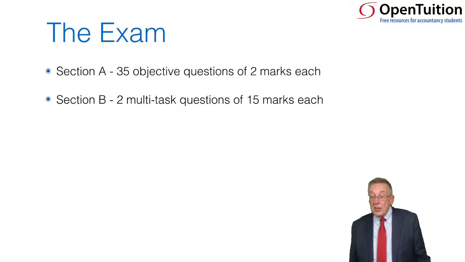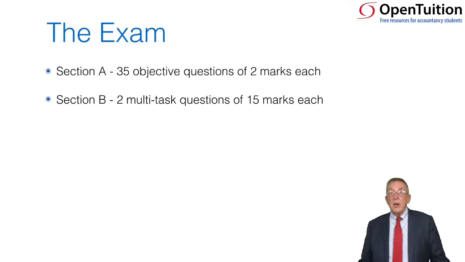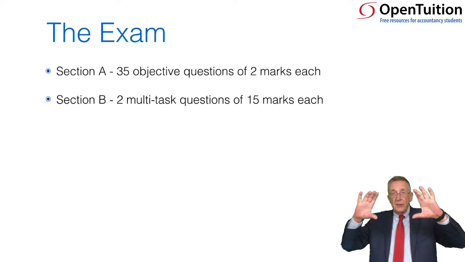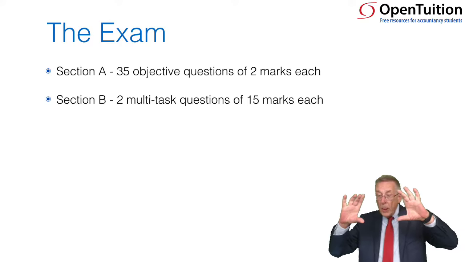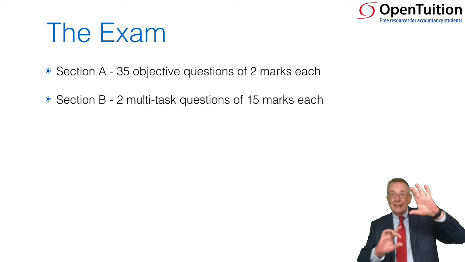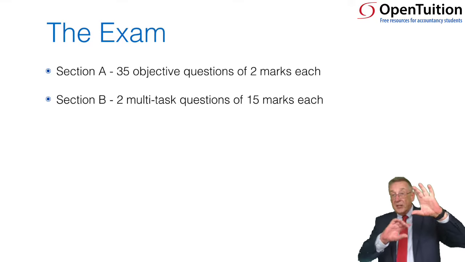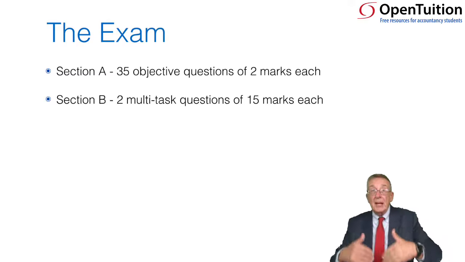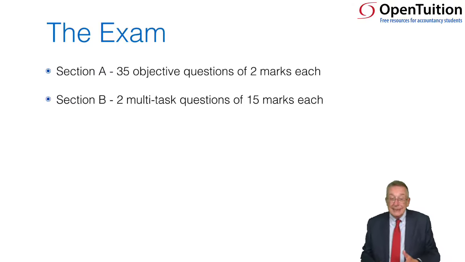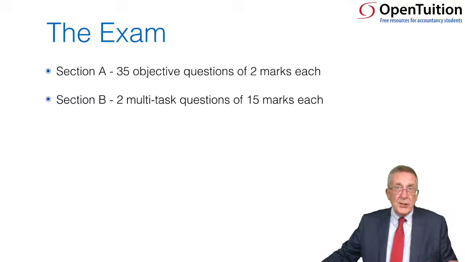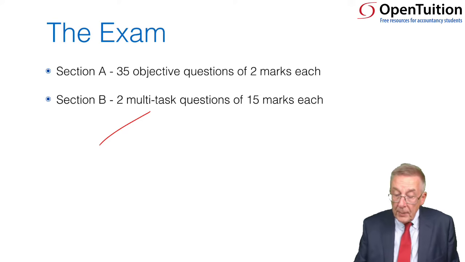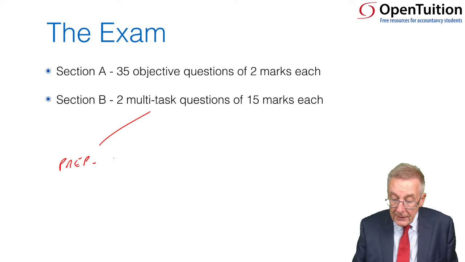Section B, there's 2 what are called multitask questions of 15 marks each. And what they are, there are 2 questions, each of which there's much more information at the start of the question, so there's much more to read. But then there are several little questions, maybe 2 marks, maybe 3 marks or whatever, several questions on the same information. In total, they'll add up to 15 marks for each of the 2. In fact, although it might not mean much yet until you've done your studying, the examiner said that one of those will be on the preparation of financial statements.